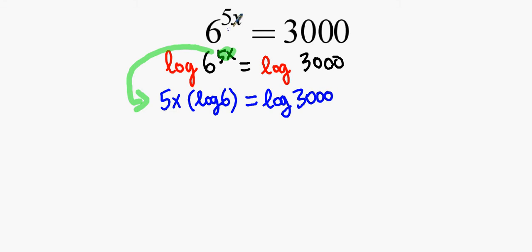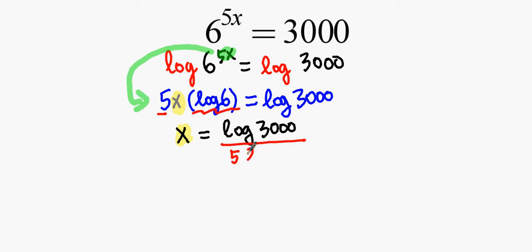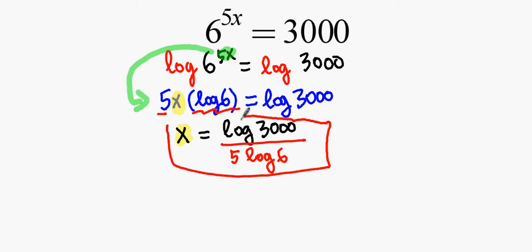Well, I don't need 5x, I just need 1x, so I need to extract this x. So in my next step, the x is going to be everything to the right, which is log 3000, and then everything that's not x from the left, I'm just going to place underneath that 3000. So I'm going to put 5 there, and I'm going to put log 6 underneath. And that's finished.